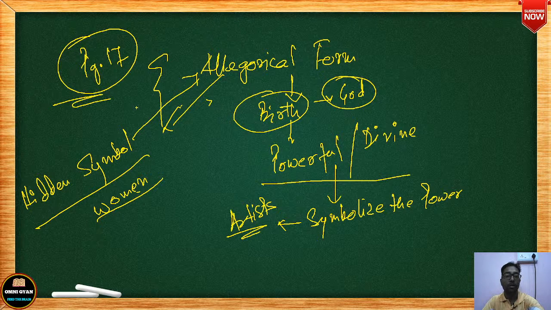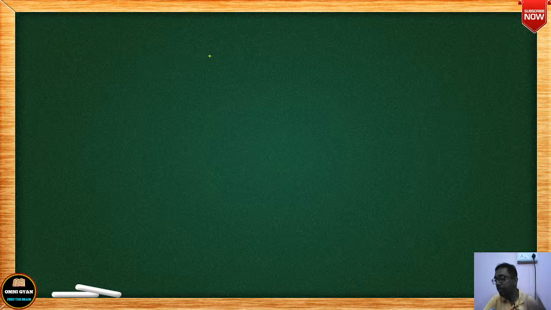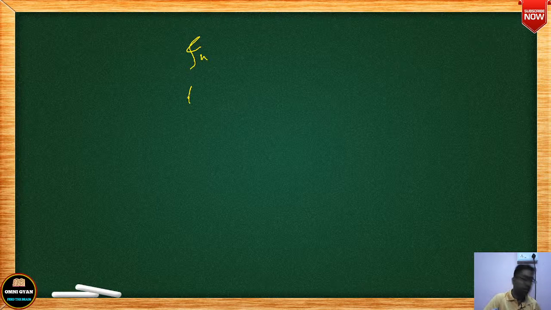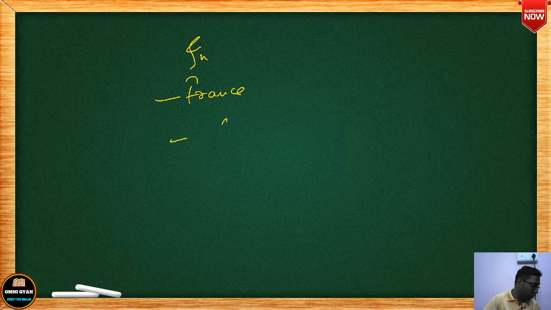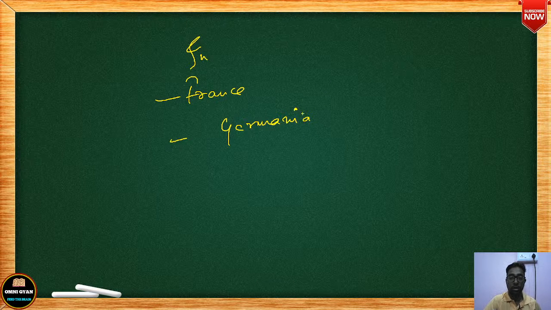This is page 70. You can explain this from the book itself: the portrayal of a nation, in which countries how women were portrayed. Here there is an explanation of how women were portrayed in France, then in Germany, and how the nation came to be symbolized as a woman. Germany is also given in the book.